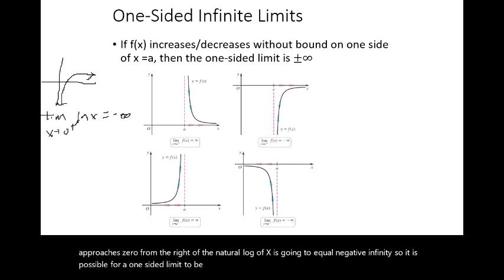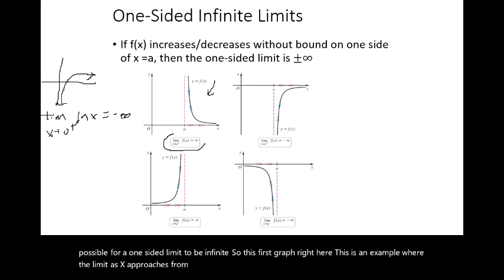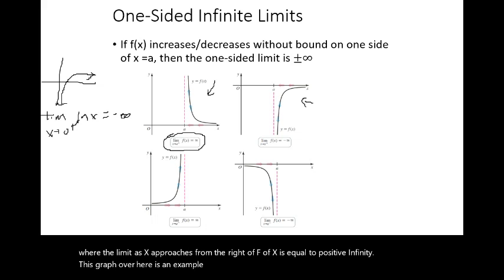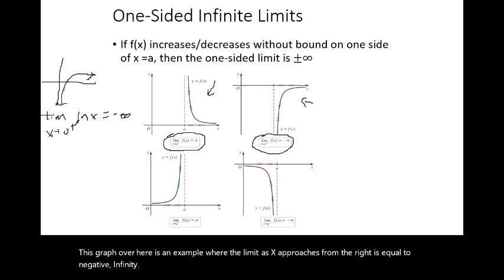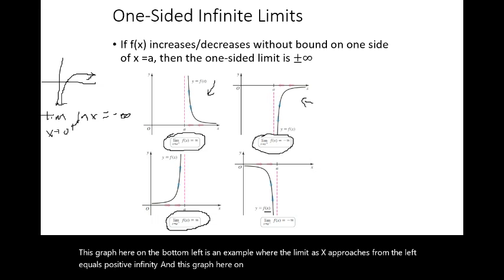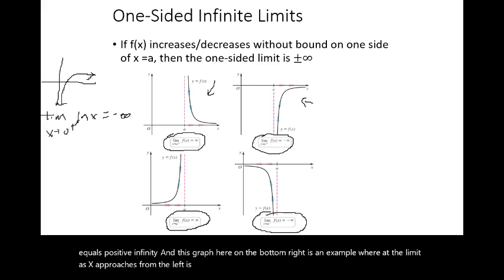So this first graph right here is an example where the limit as x approaches a from the right of f of x is equal to positive infinity. This graph over here is an example where the limit as x approaches a from the right is equal to negative infinity. This graph here on the bottom left is an example where the limit as x approaches a from the left equals positive infinity. And this graph here on the bottom right is an example where the limit as x approaches a from the left is equal to negative infinity.